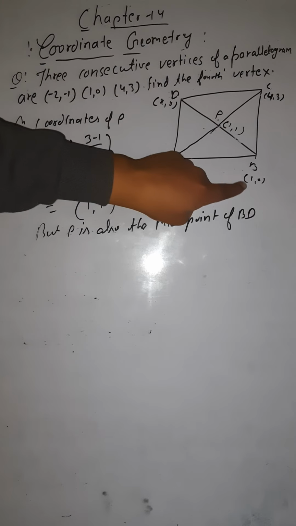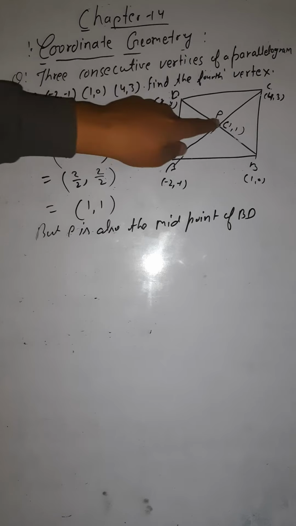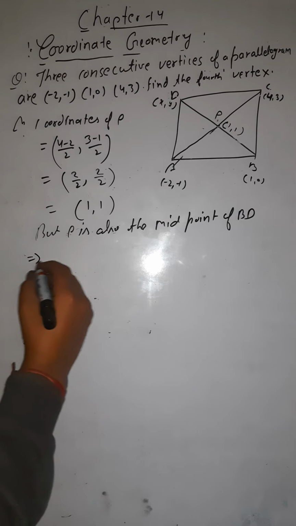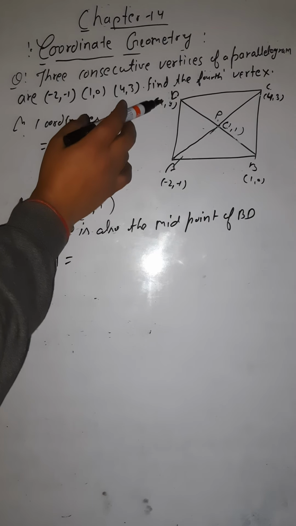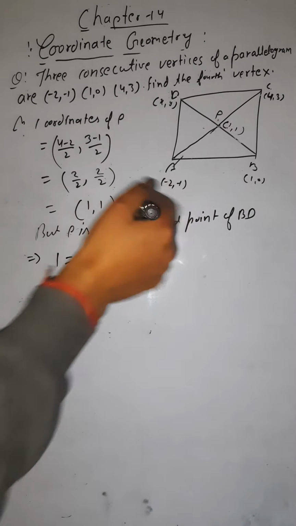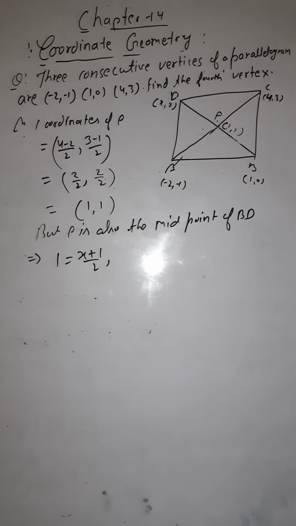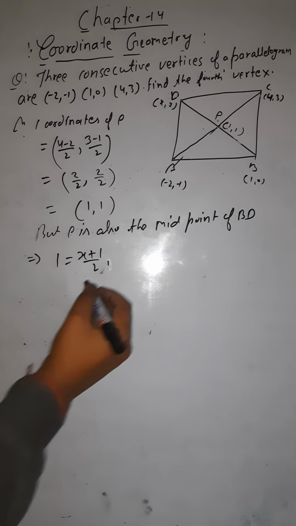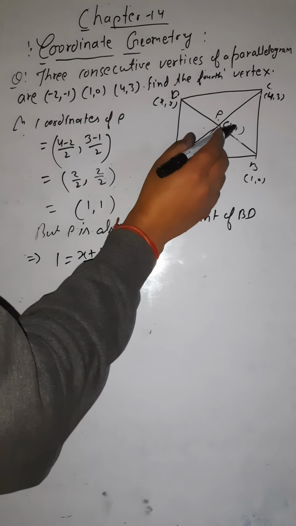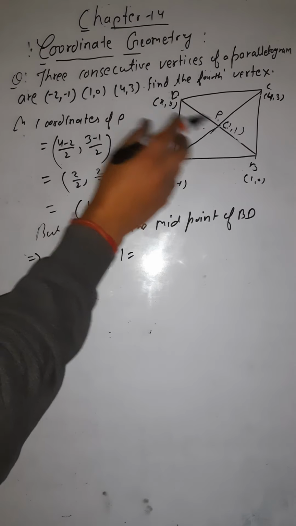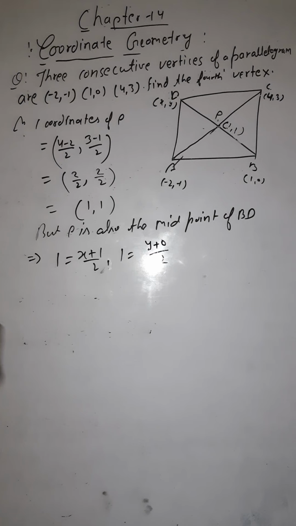This plus this divided by 2, because again it is the midpoint of the diagonal BD. So 1 should be equal to what? The first coordinate should be equal to its first coordinate plus its first coordinate divided by 2, meaning (x + 1) divided by 2. Are you getting this? And its second coordinate is 1, and the second coordinate should be equal to its second coordinate plus its second coordinate, (y + 0), again divided by 2.